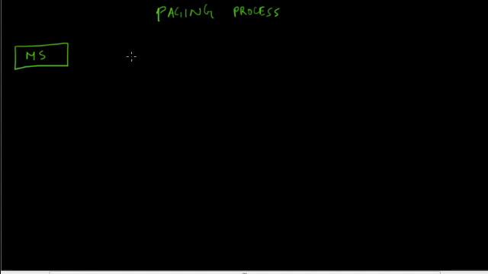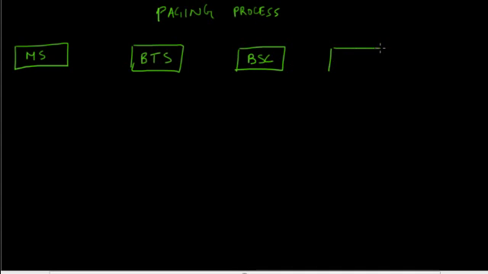This is a mobile station. Let's say this is the BTS, base transceiver station. BSC. This is the MSC VLR. This is the gateway MSC.